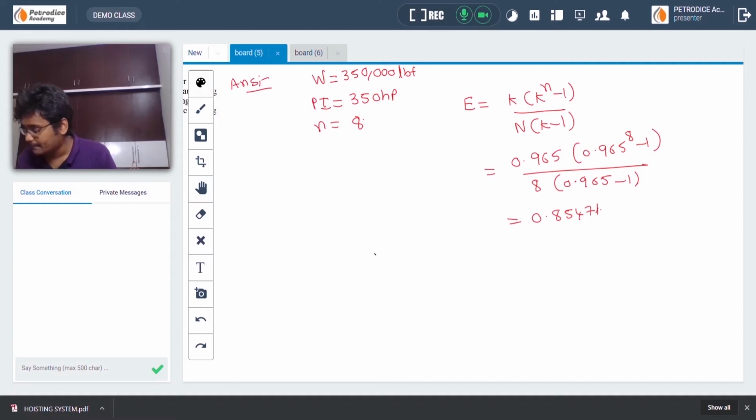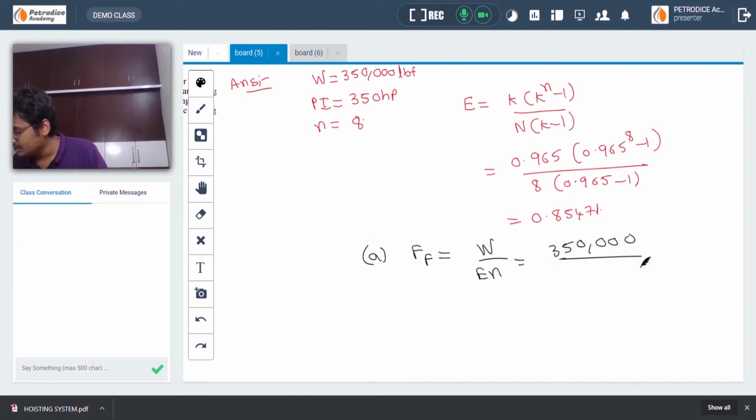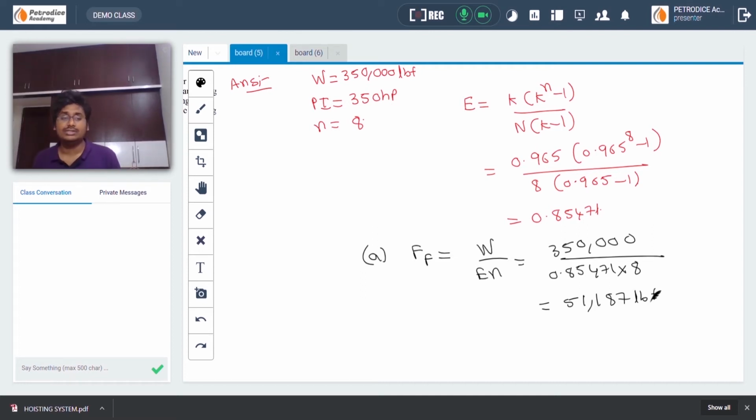The fast line load F of F is given by W by En. W is given as 350,000 lbf, E is 0.85471, and N is 8. So that is 350,000 divided by 0.85471 times 8, that is 51,187 lbf. 51,187 lbf is the fast line load.